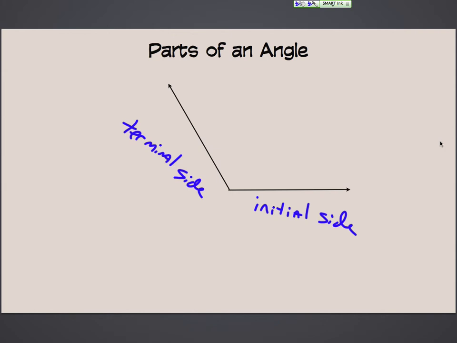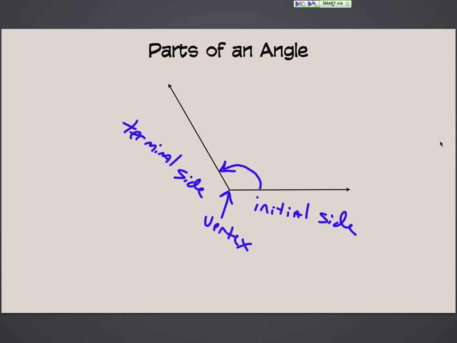The place where these 2 rays join, what do you think that's called? Vertex. And then the part about an angle that may be new is that we have to show rotation. You have to tell me which way this angle is rotating. So I would show rotation like that. Why can't it be the other way? Well, I'm getting ready to tell you.